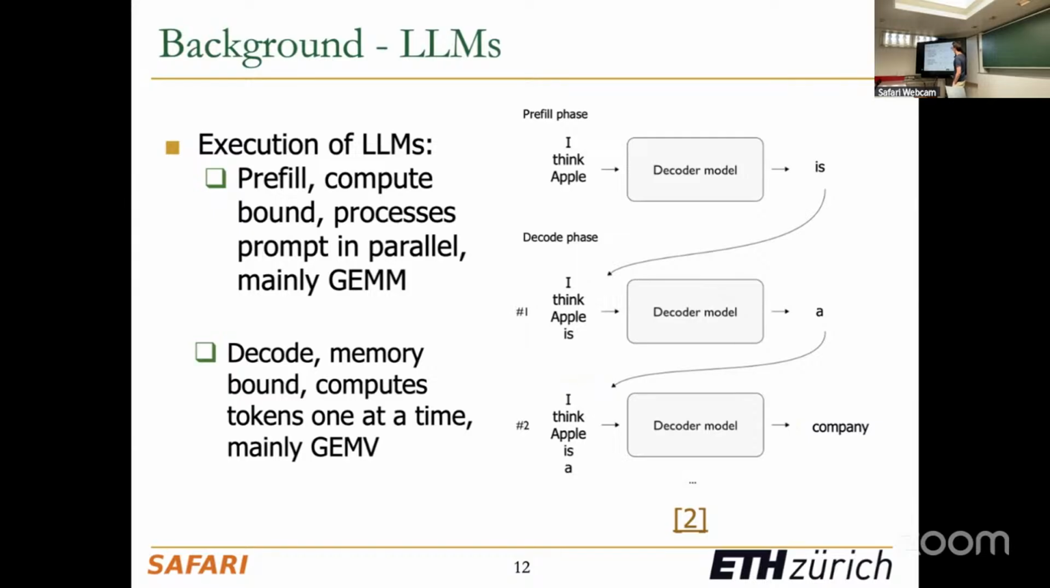For the prefill phase, we compute the whole thing in parallel. So this is mostly general matrix multiplications, and it is mostly compute bound. For decode, since we have to go through all the layers, this is mostly memory bound, and we are using mostly general matrix vector multiplication for this part.